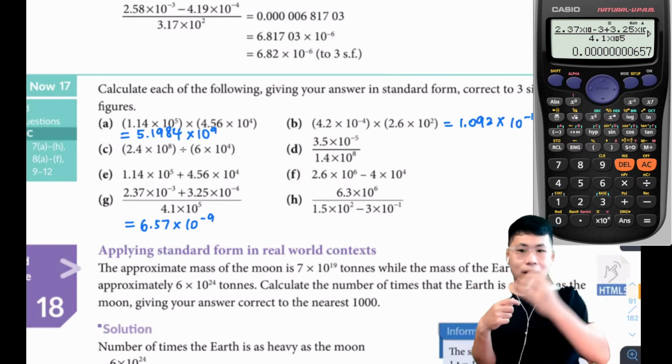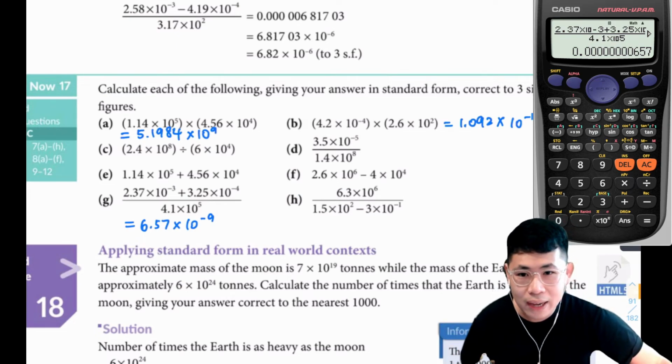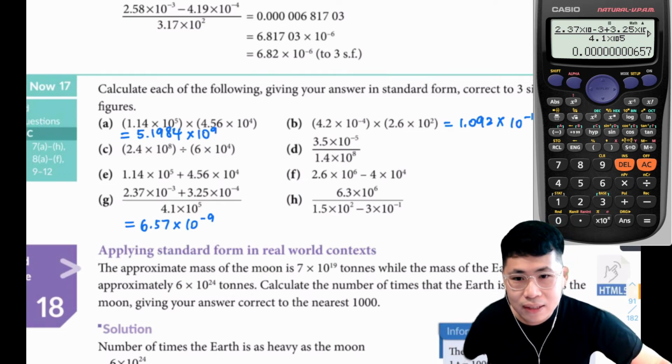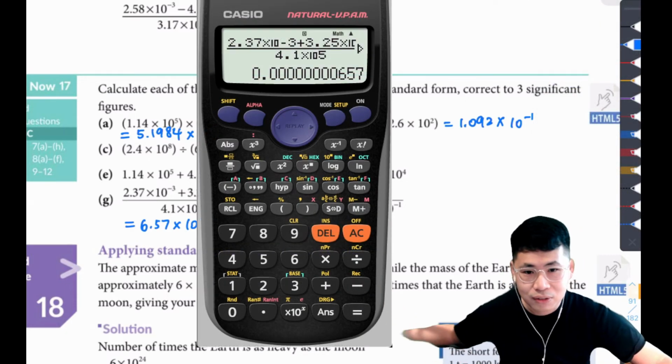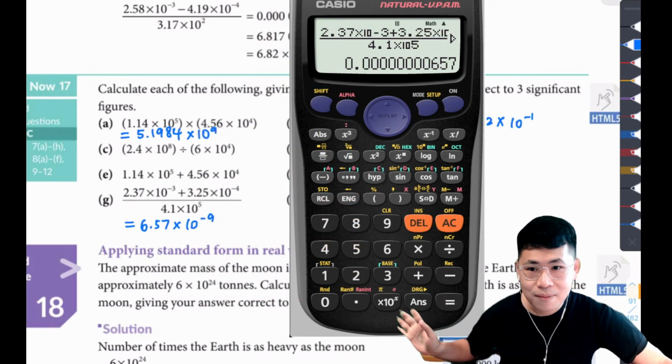So this is an exercise of using the calculator where we need to be aware of this one over here, right? The existence of the 10 to the power of, which is this one over here. Okay, all right.